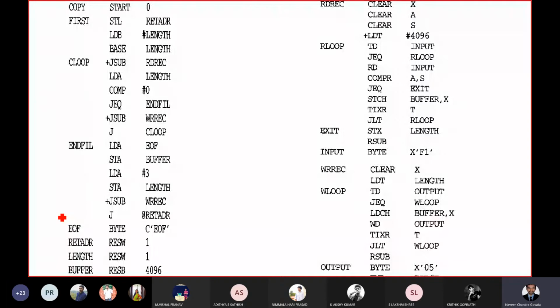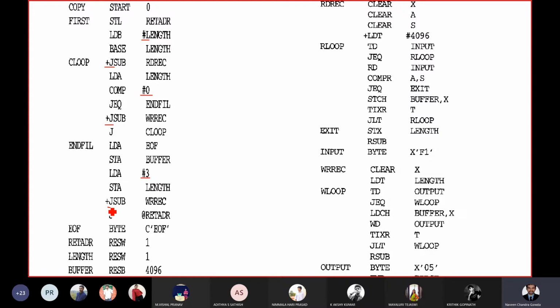First and foremost, you can observe this is a format 4 instruction, and this is the immediate addressing mode, and this is, as usual, a base register for holding the address of the length. In the base register we are using a base. Then again here we have immediate addressing mode, and here is immediate format 4, and so on. Only those things let me highlight.